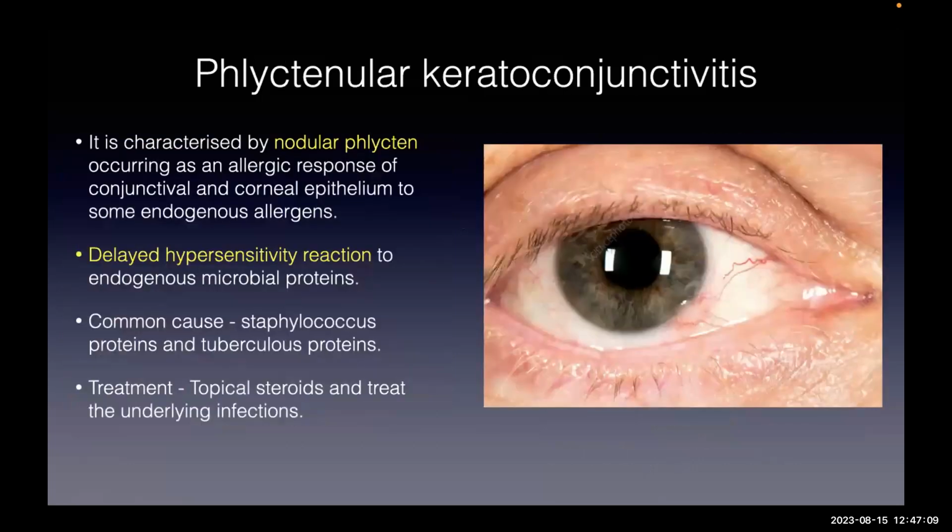Next is phlyctenular keratoconjunctivitis. It is characterized by nodular phlycten occurring as an allergic response of conjunctival and corneal epithelium to some endogenous allergens. It is also due to delayed hypersensitivity reaction to endogenous microbial proteins. Common causes can be staphylococcal proteins or tubercular proteins. Treatment is topical steroids and treatment of the underlying infection.